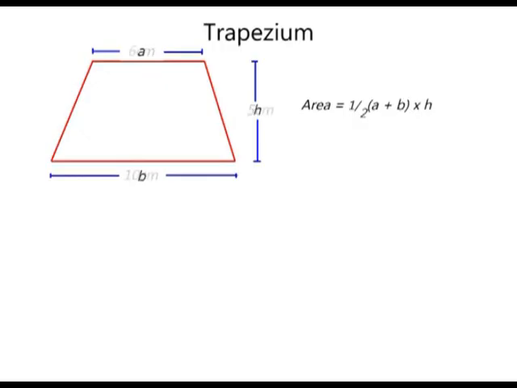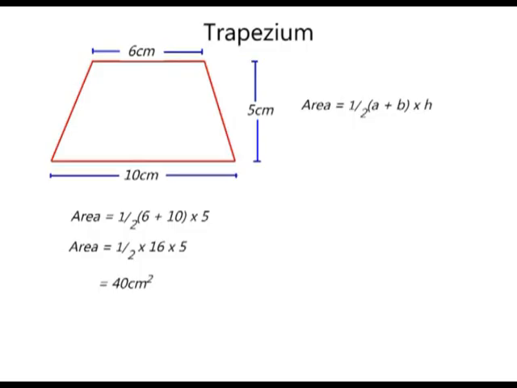And so, working with real measurements, suppose A in this case is 6 centimeters and B is 10 centimeters, h is 5 centimeters, we can calculate the area of this trapezium. Area is equal to a half into 6 plus 10 times 5. That gives us a half times 16 times 5, and that gives us 40 square centimeters.